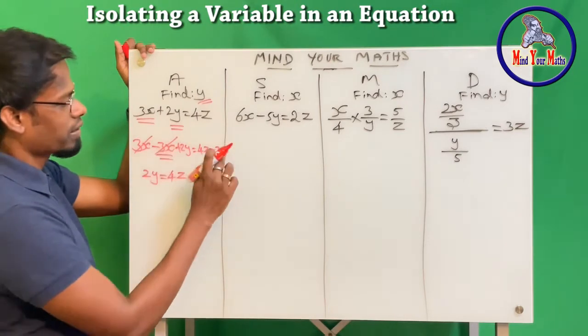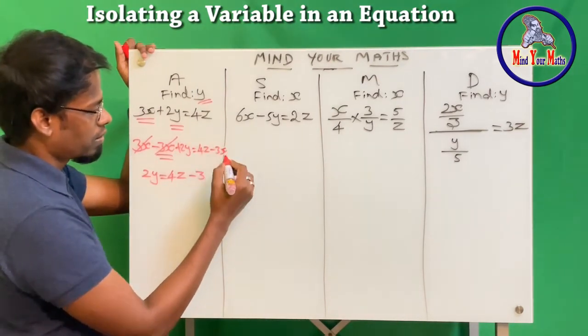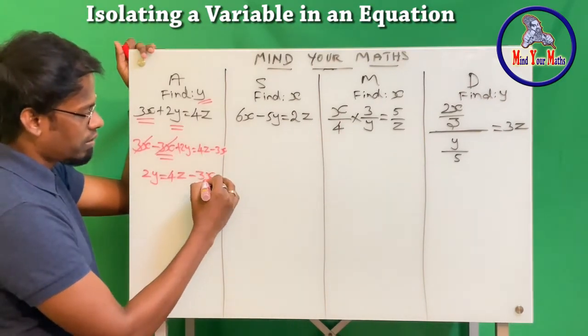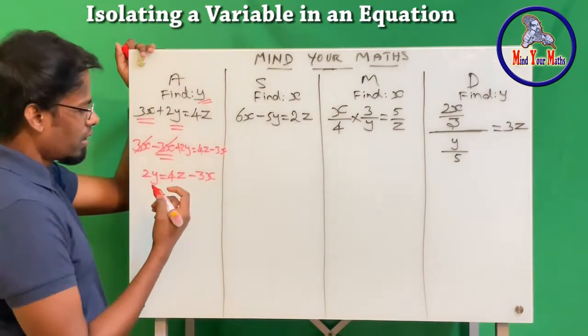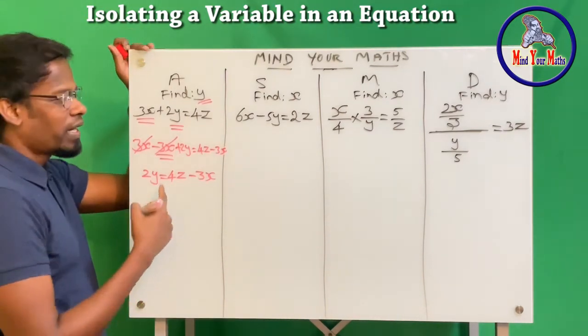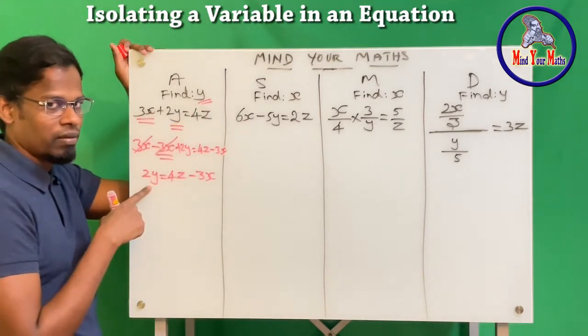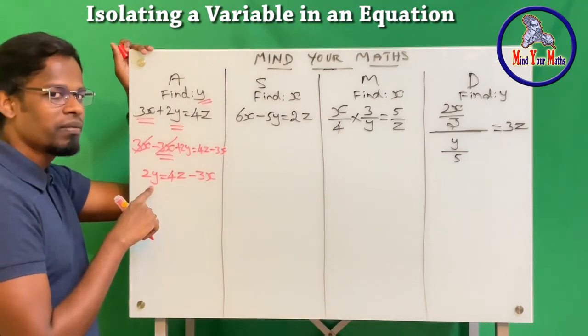Okay, this is 3x, supposed to be 3x, right? Okay, 4z minus 3x. Now what do we need to actually find? Isolate only y. So here we have 2 y's, so we should be only left with y. For that, what do we need to do?